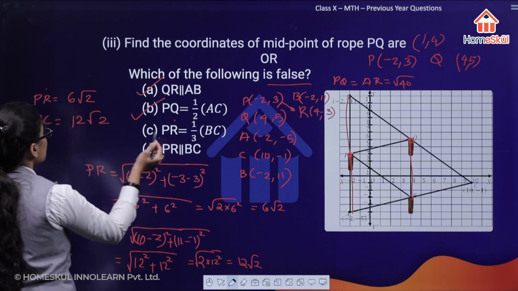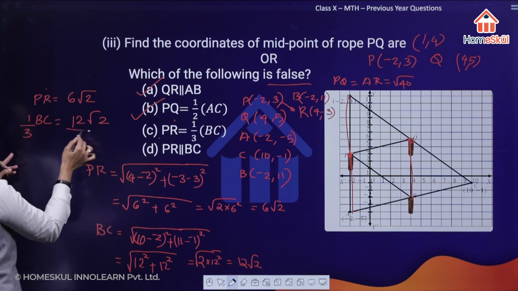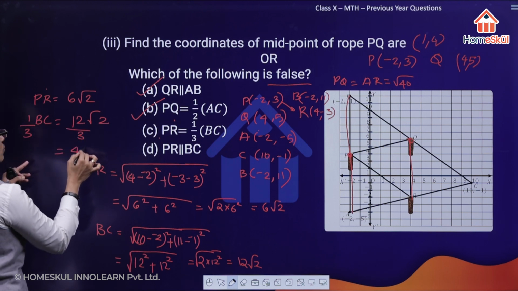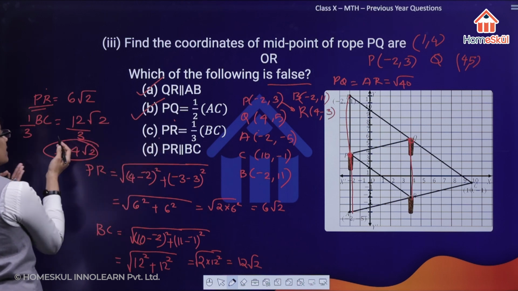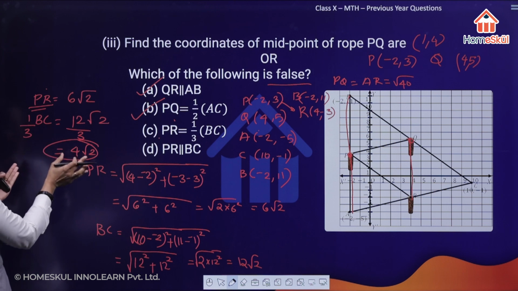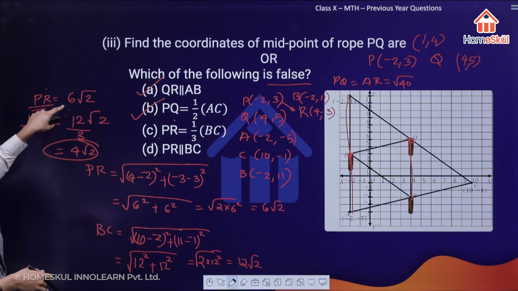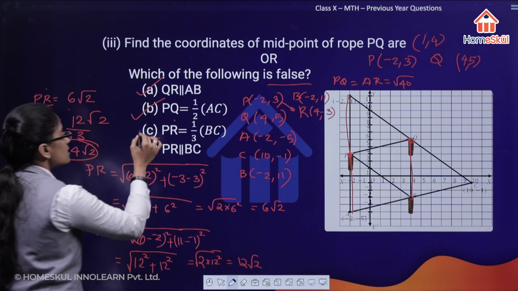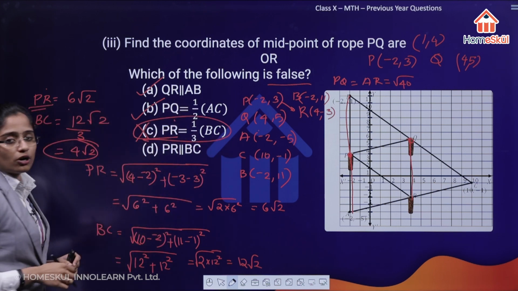They are telling PR is 1 by 3 of BC. So what is 1 by 3 of BC? 1 by 3 of BC means it will be 4 root 2. That is what they are telling is equal to PR. But if we take 1 by 3 of BC, we are getting 4 root 2, which is not equal to PR, that is 6 root 2. So this is a false statement, or C is the correct answer for this option.